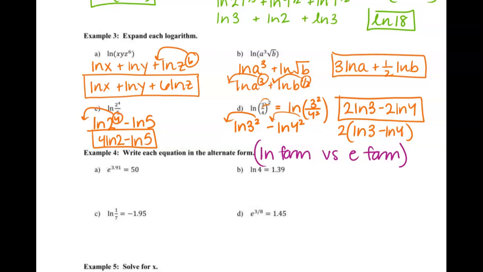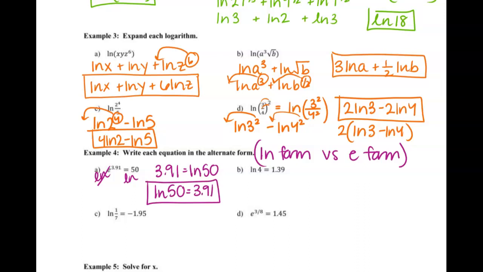So for part A, to get rid of that e, I'm going to do an ln. Got to do it on both sides. Rules of math, rules of algebra. Ln e is just 1. So we end up with 3.91 equals the natural log of 50. Typically, we'll write it the other way, with the natural log first. Doesn't really matter, though.